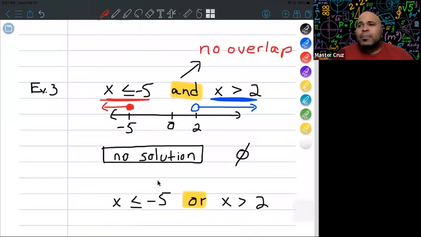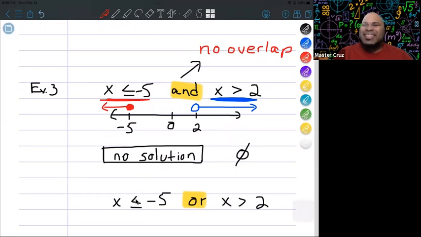Now, what happens if I change this to or? Because I could change this to or, right? Well, if I change this to or, then that's it. This is the end. This is the graph, right? This graph right here, that's the graph, because or does not require overlapping. So this will be the correct graph.